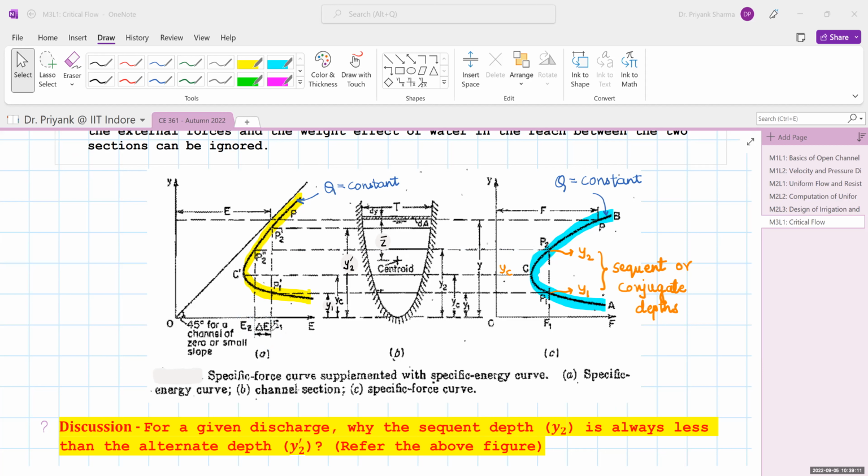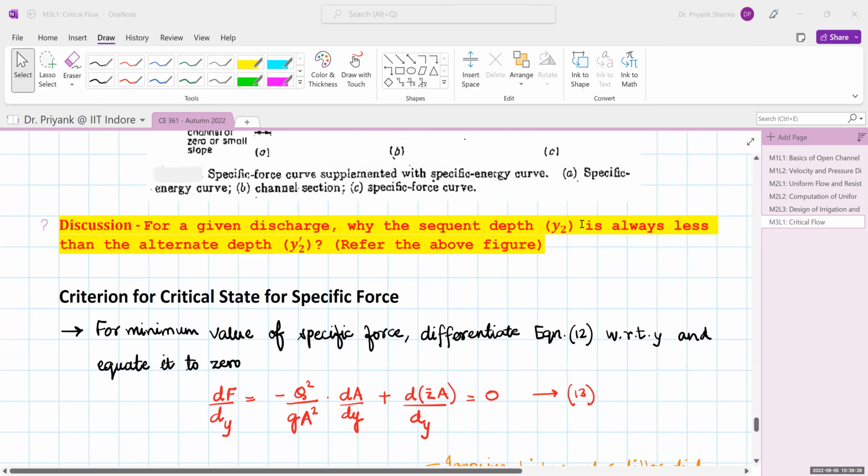Such energy loss happens in the case of a hydraulic jump we saw earlier. So the hydraulic jump is a phenomenon where loss of energy happens, and that is why, to understand the hydraulic jump phenomenon, you require both the energy and the force concepts. I have just given you some hints, so understand why the sequent depth is always less than the alternate depth.